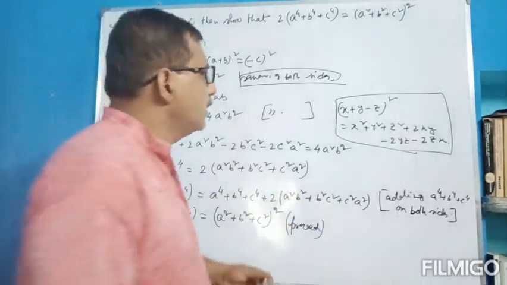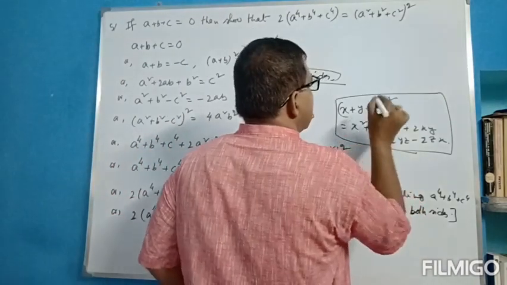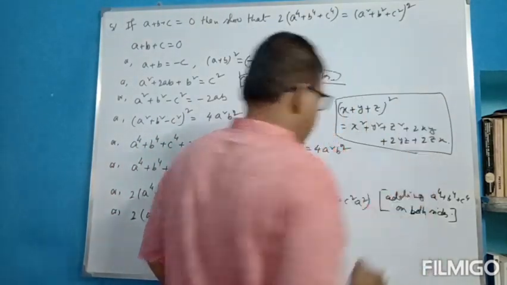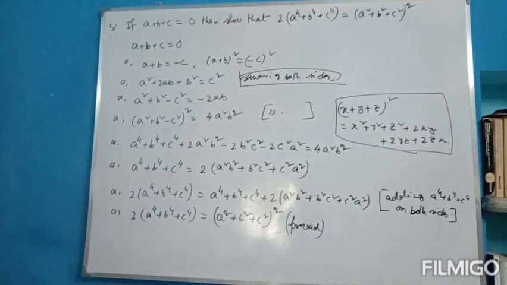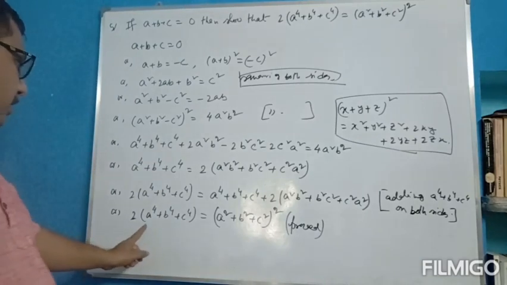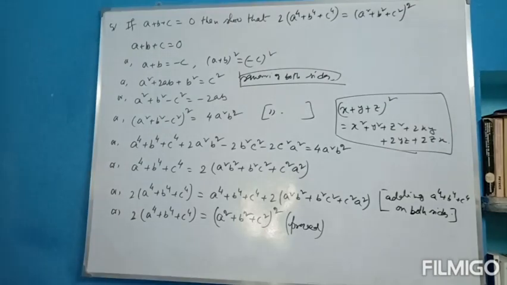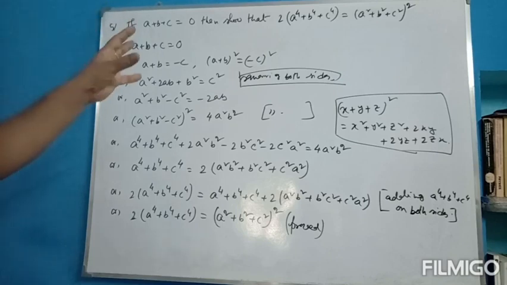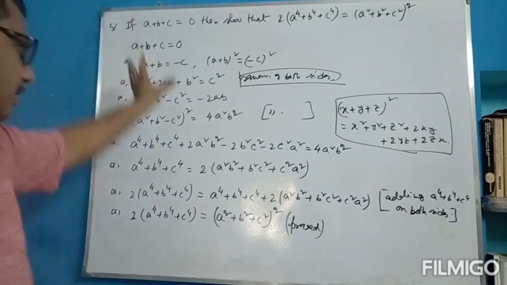So all are positive. Then we get a square plus b square plus c square whole square, and that is equal to twice of a to the power 4 plus b to the power 4 plus c to the power 4. And this is the actual problem. It is nothing but squaring both sides, then we get this.